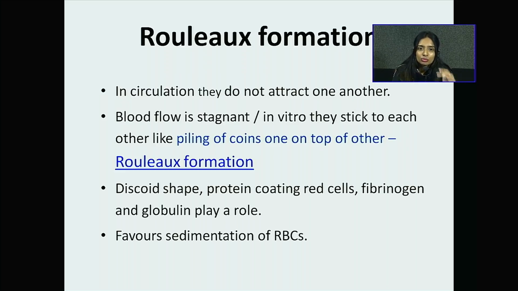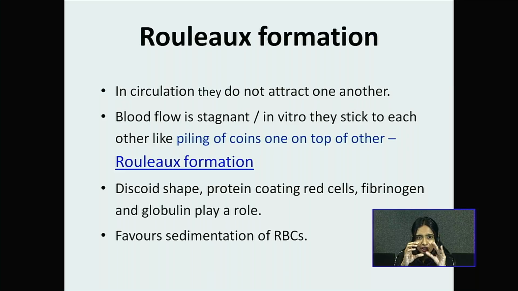Now, what is Rouleaux formation? In our circulation, when RBCs are inside our body, they don't tend to attract each other. They move freely in the circulation. But as soon as they come out of the body, as in the peripheral smear, they tend to attract each other and pile up on each other like a coin. They form a clump, piled up like coins, making a big mass. That is known as Rouleaux formation.